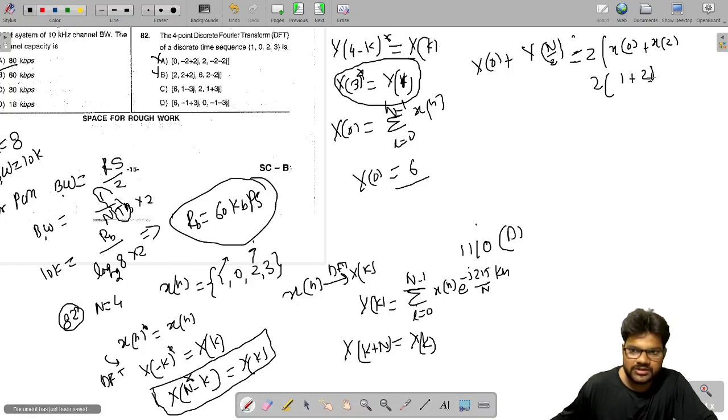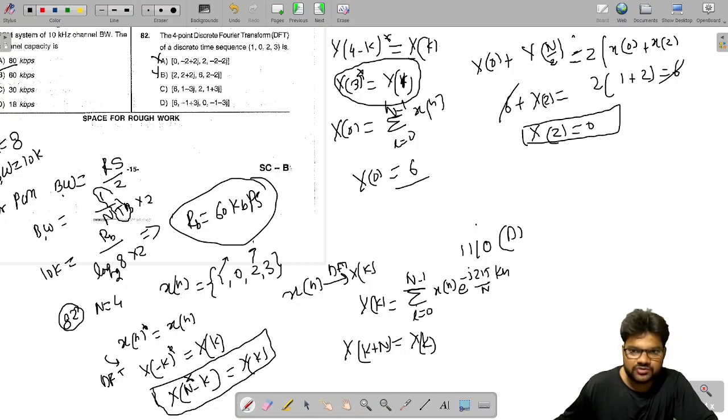So 2 times 1 is 2, 3 times 2 is 6, right? So x of 0 was 6 plus x of n by 2, meaning x of 2 equals this. So the 6s cancel out. What is x of 2? 0. So let us see, x of 2 is 0 in which option? D option. So D option will be correct.